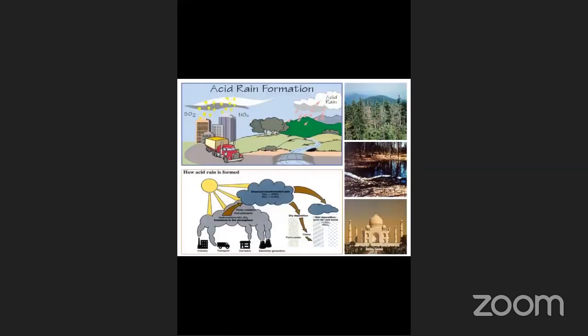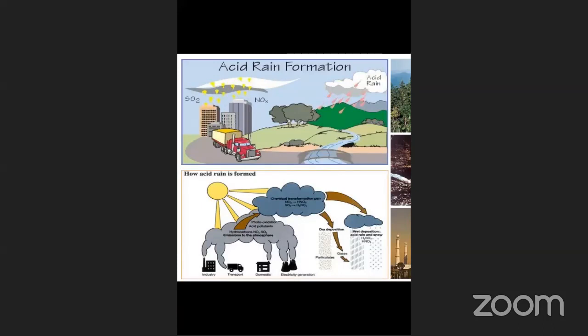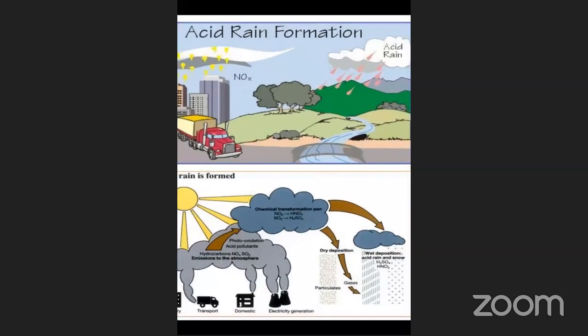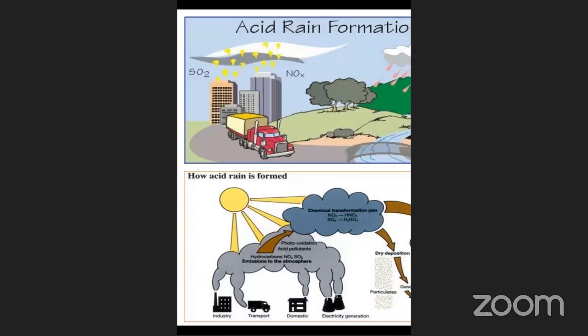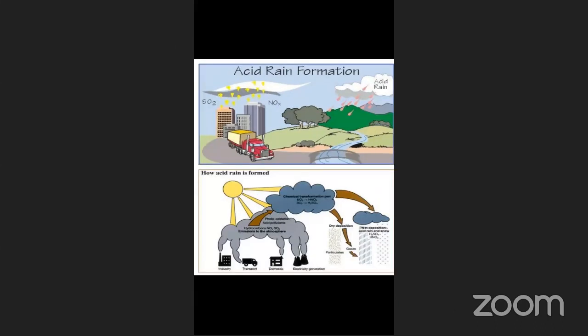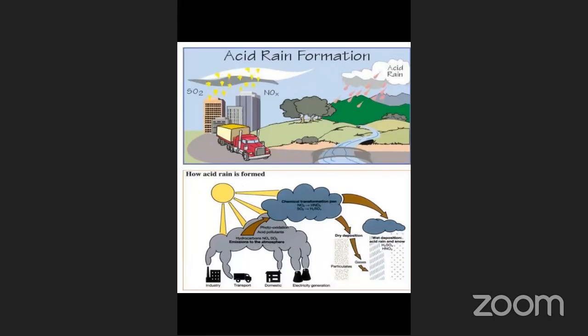Acid rain formation, you can see the picture, beautiful picture. It is a very nice picture. What can you observe in that picture, tell me. See here. All smoke collects in the cloud. When it rains, it becomes acid rain.